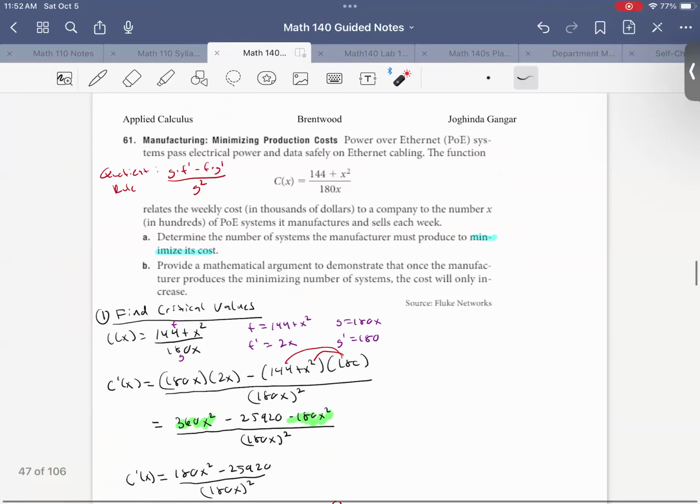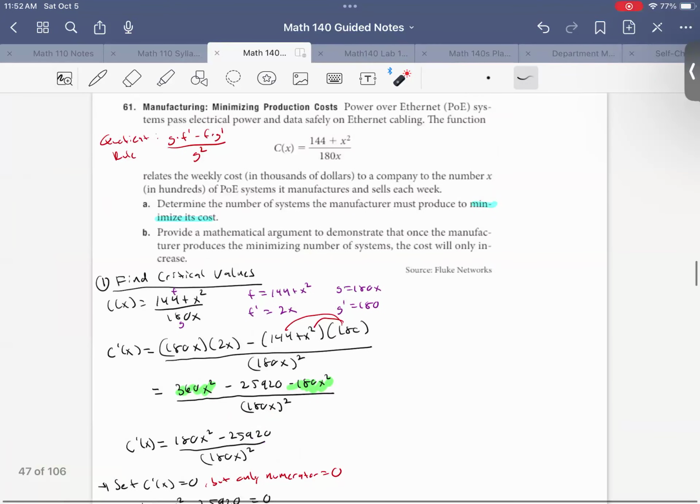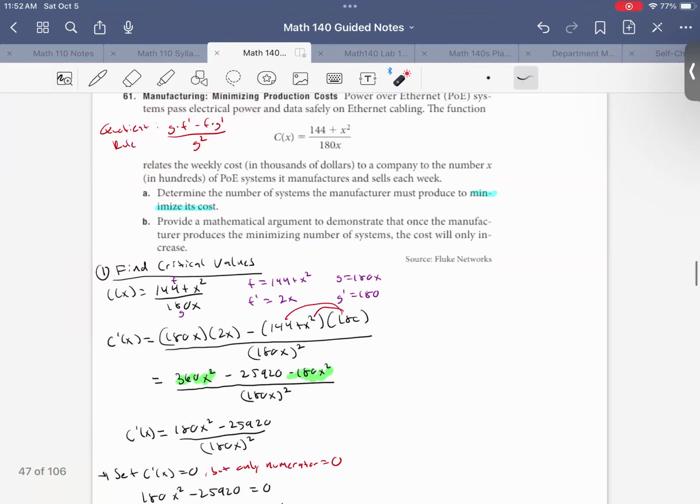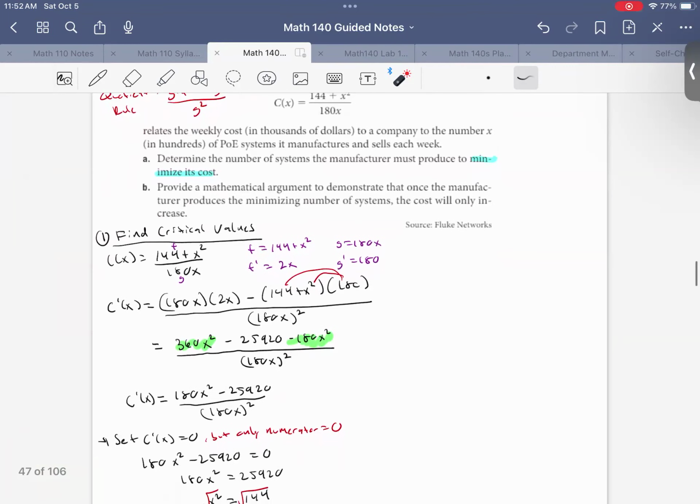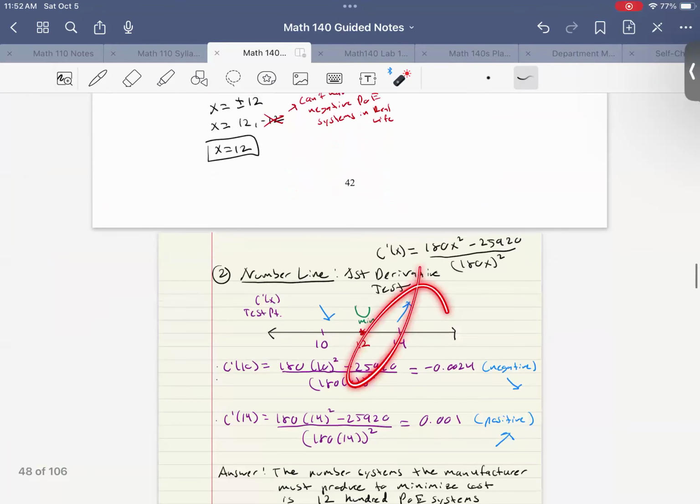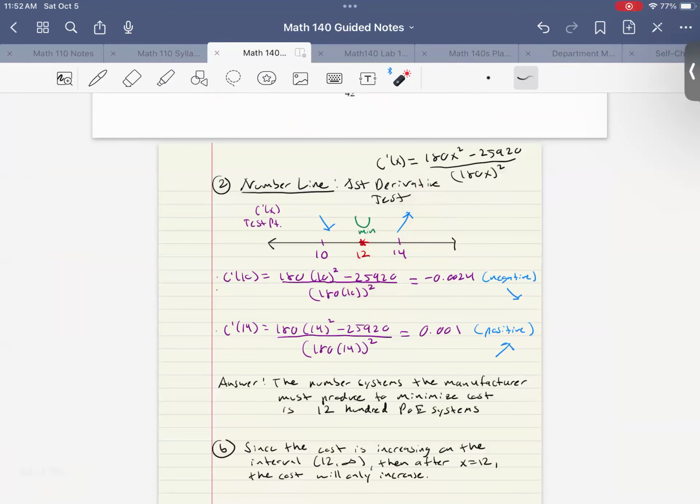But okay, so that's it for this question, right? We put everything together, but now it's in an applied problem and just putting some things together like quotient rule. But we're still using the same principles like critical values, number line, max or min, first derivative test.